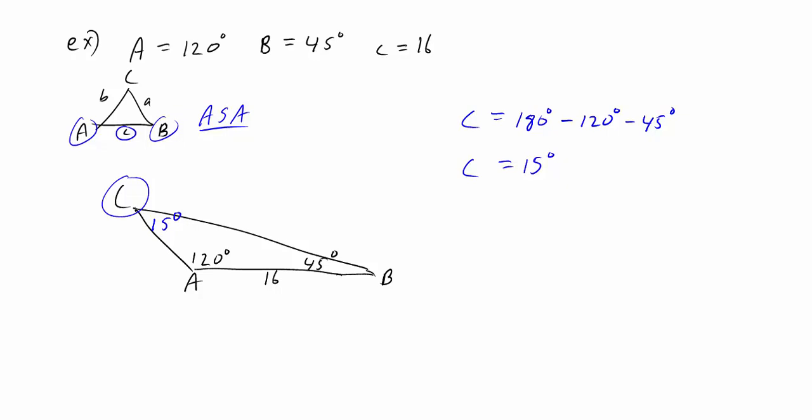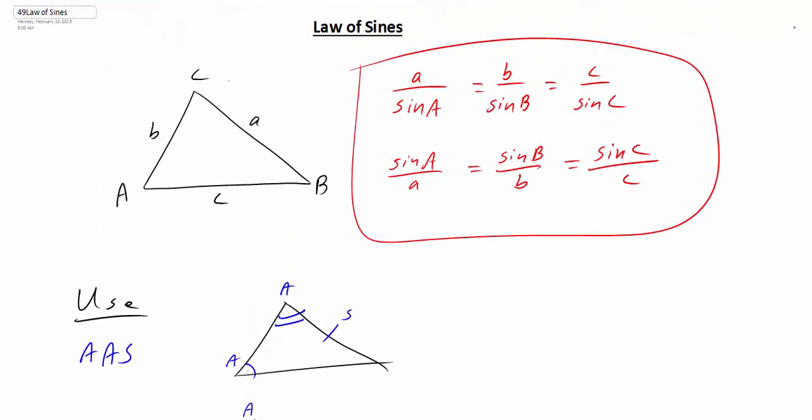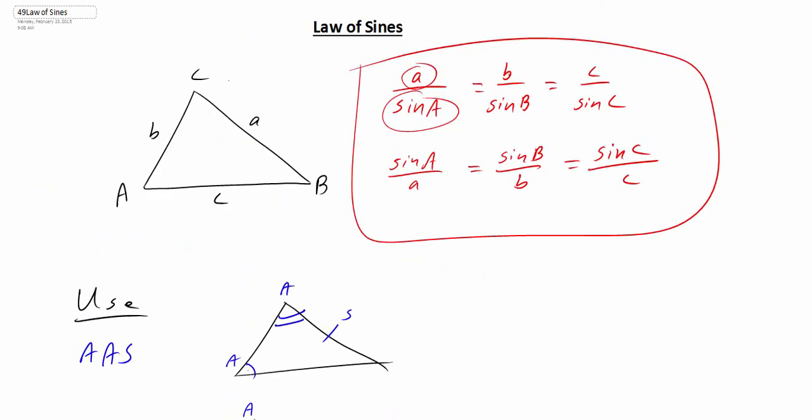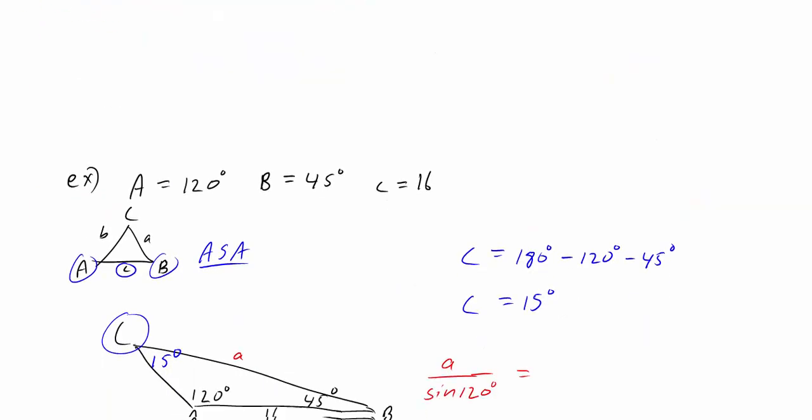All right, so then we are left with finding side A, which is opposite of angle A. If we look at the formula, if we're looking for A, then we could use little a over the sine of angle A. So that's what we're going to do. We're going to take little a, side A, over the sine of angle A, which is 120 degrees, and set that equal to, and at this point we could choose either one, B over sine of B or C over sine of C. So we need to figure out which one we have.